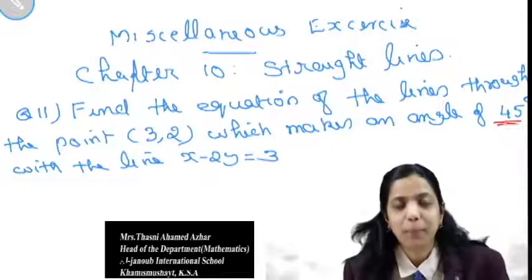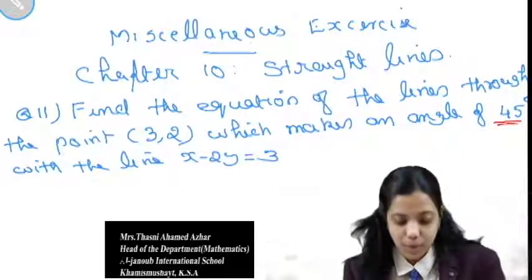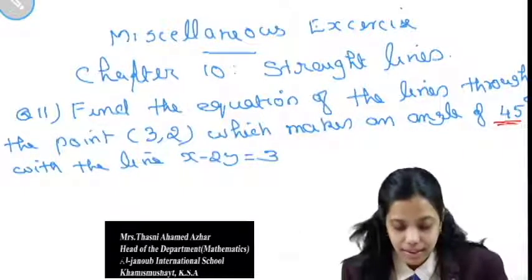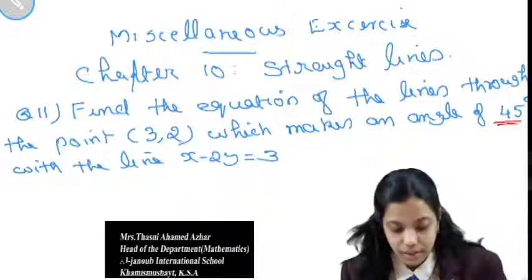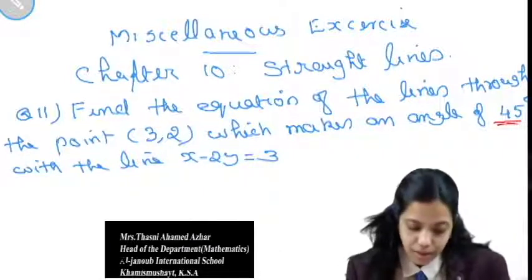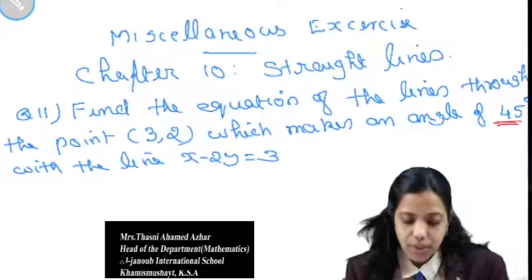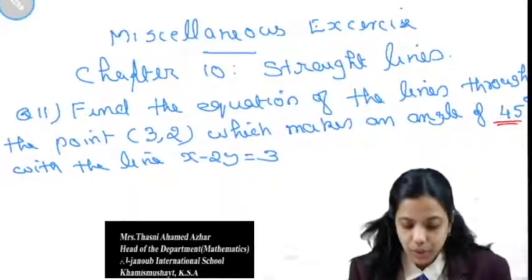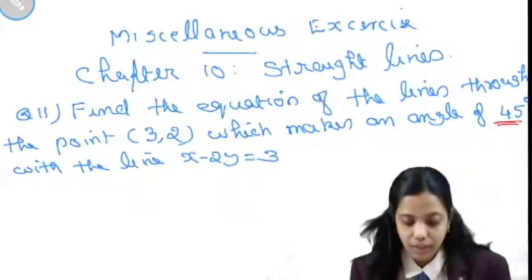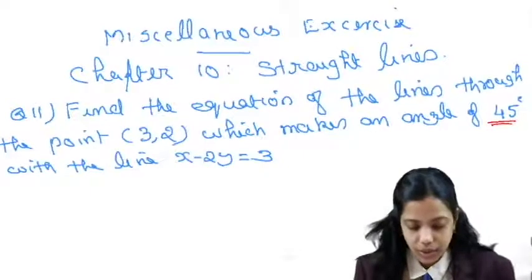Discussion about the miscellaneous exercise of chapter 10, straight lines. Let's discuss question number 11. Find the equation of the lines through the point (3, 2) which makes an angle of 45 degrees with the line x minus 2y equals 3.